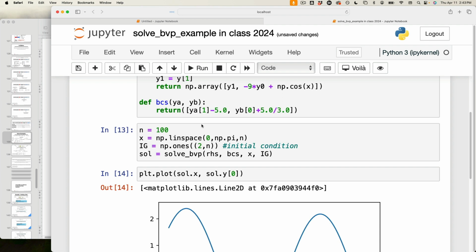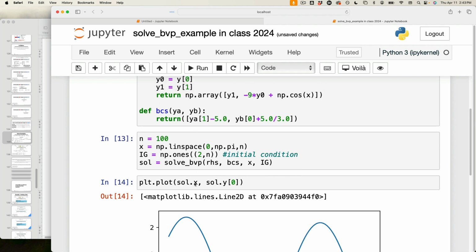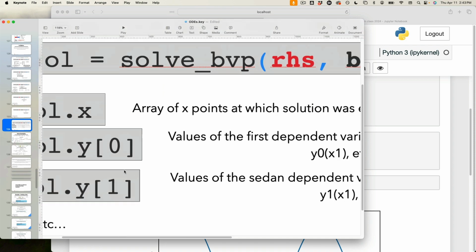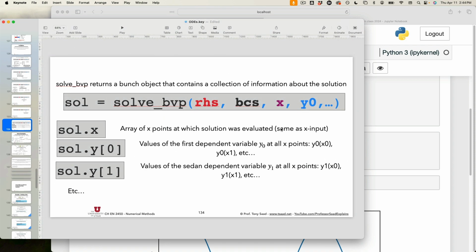Do you have a question, Darren? There you go. It's the same thing. It stores a copy of it. The idea is if you were to hide this in some obscure routine and just return sol, sol contains all the info you need to reproduce the solution, right? But it's the same thing. So sol.x or x is the same thing. And I mentioned this here that the sol.x array is the array at which the solution was evaluated, same as this x input.